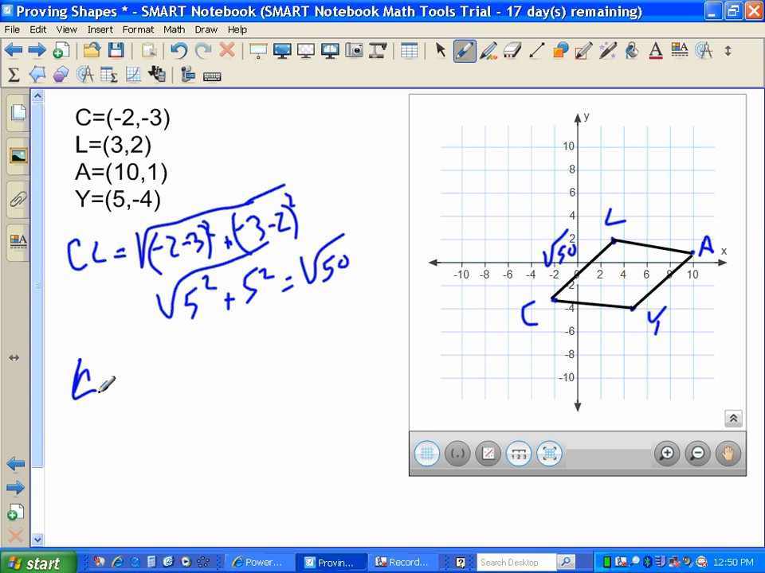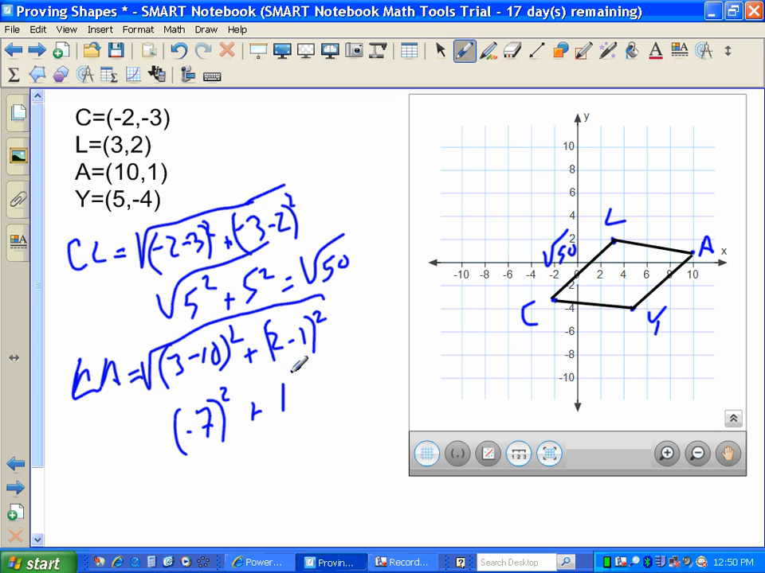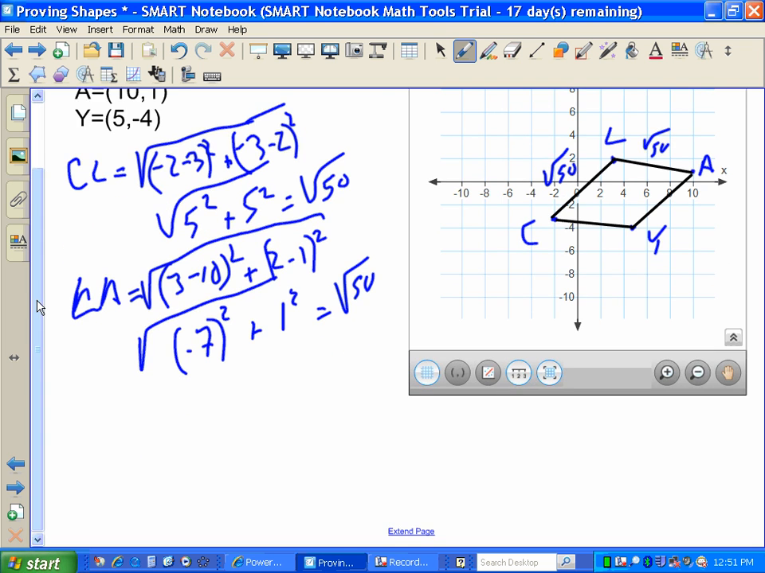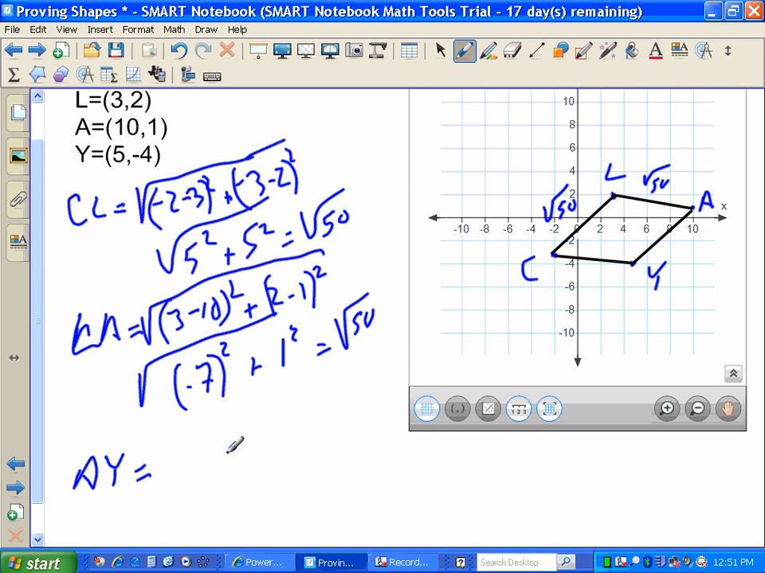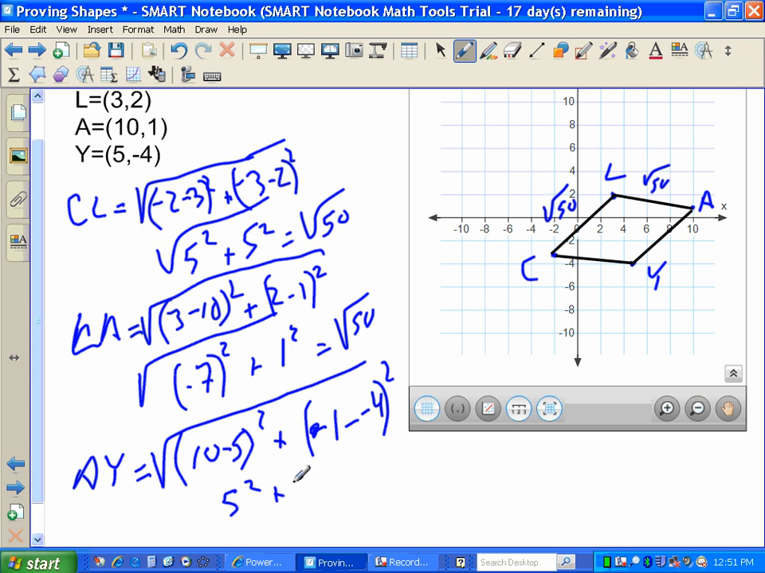All right, let's see what the length of LA is. LA is 3 minus 10 squared plus 2 minus 1 squared, square root of that whole mess. That's negative 7 squared, and that's 1 squared. 7 squared is 49, 1 squared is 1, 49 plus 1, square root of 50. Okay, so we've got two adjacent sides that are congruent to each other. Let's continue on our way and let's get AY. AY is going to be 10 minus 5 squared plus 1 minus negative 4 squared. Both of those turn out to be 5s. 5 squared plus 5 squared, so that's going to end up to be another square root of 50.